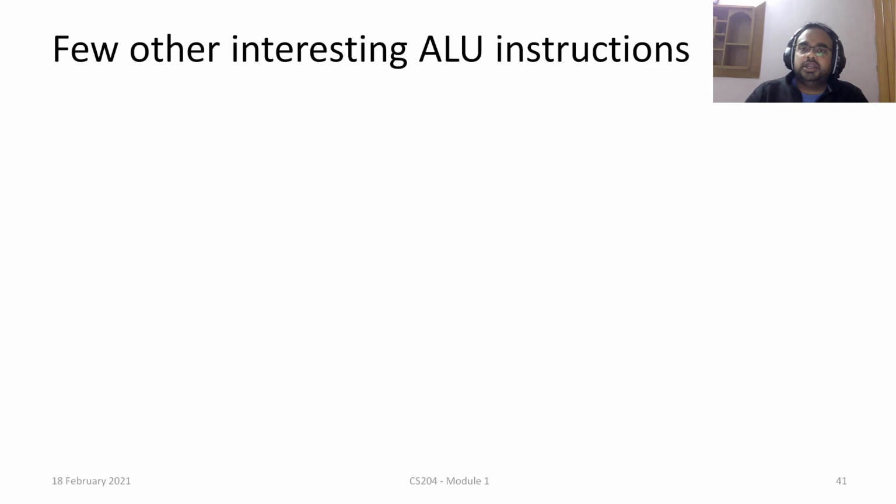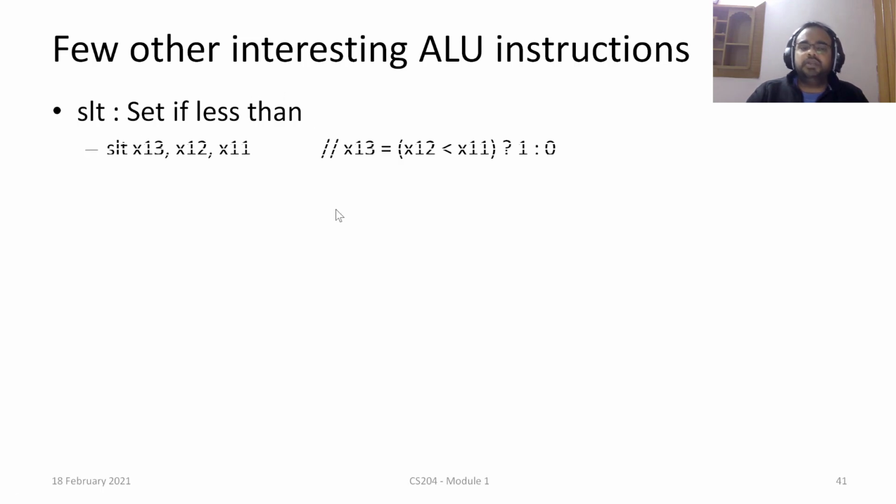A few other ALU instructions, which is SLT, set if less than. So it performs some interesting logic here. If we take an example, SLT x13 comma x12 comma x11, what this instruction does is it will compare the value in x12 with x11, and if it is less than, then x13 is written with a value 1, otherwise it is written with a value 0.